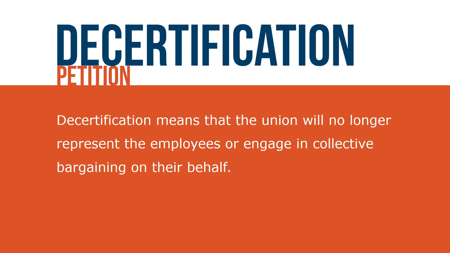If employees in a collective bargaining unit decide they no longer want to be part of the union, they can petition the NLRB for decertification. Decertification means that the union will no longer represent the employees or engage in collective bargaining on their behalf. A decertification petition can only be filed within 90 days of the expiration of a collective bargaining agreement currently in force. As with certification, at least 30% of the employees in the bargaining unit must indicate they no longer want to be represented by the union. A secret ballot election is a requirement of decertification.